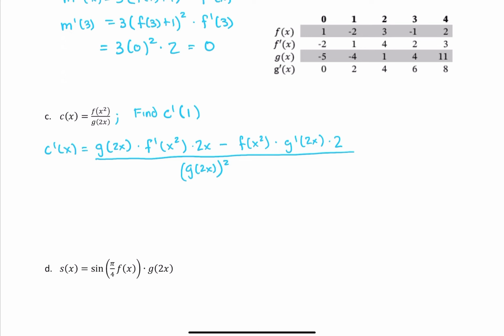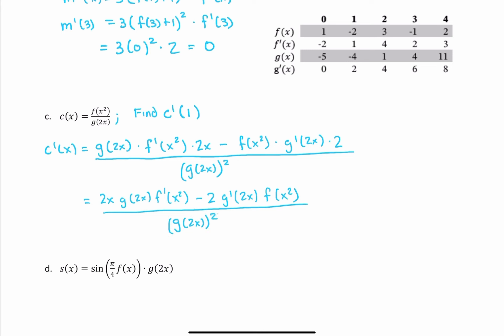squared. If you want to clean that up a little bit, feel free to do so. We would get 2x g of 2x f prime of x squared minus 2 g prime of 2x times f of x squared. The only thing meaningful that we could actually take out is maybe a 2, but we're not going to worry about that. So g of 2x squared.